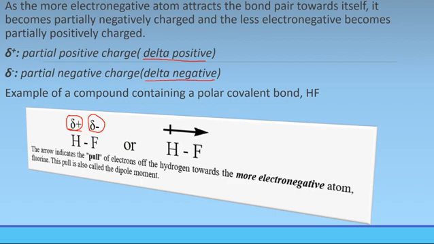And then they become partially positively charged and partially negatively charged, and we represent this by this arrow showing the movement of the charges. The charges are moving from hydrogen to fluorine, which is more electronegative. So the arrow shows the pull of electrons of hydrogen towards the more electronegative atom, which is the fluorine atom.